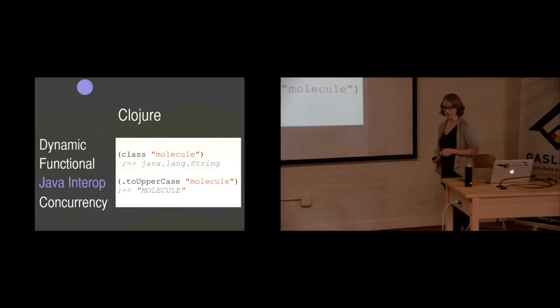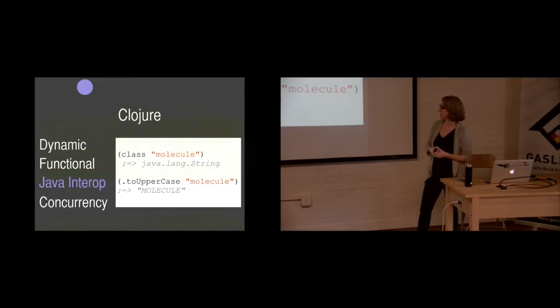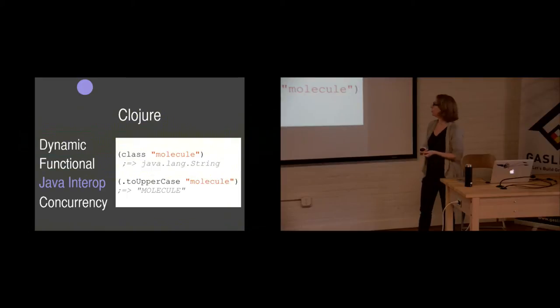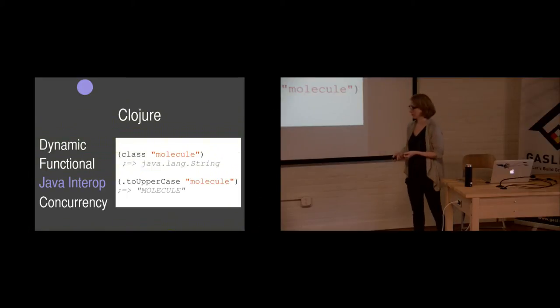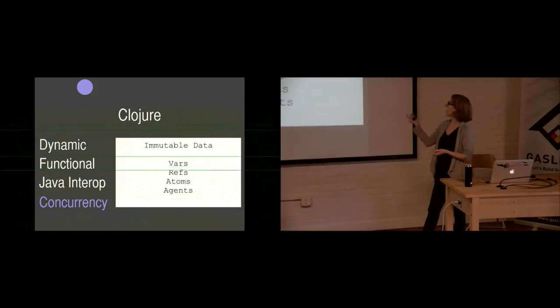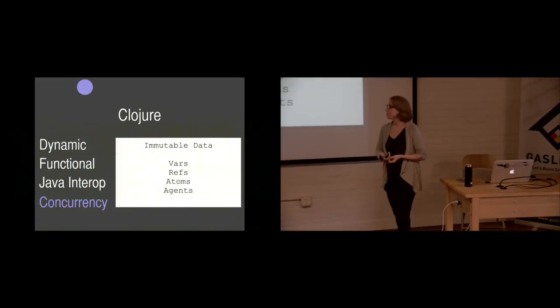It's a hosted language, as Carin was talking about. It has interop with Java. It runs on the JVM. So if you do a class of the string "molecule", you'll actually see that, underneath it all, it's really a java.lang.String. And you can interop with it and call the Java method toUpperCase on it, and that will work too. And it's also got support for concurrency. I'm not going to get too much into it, but as Creighton was talking about, it's got immutable data. It's got these things called vars, refs, atoms, and agents that really make that work well.